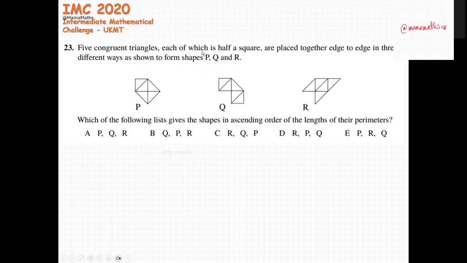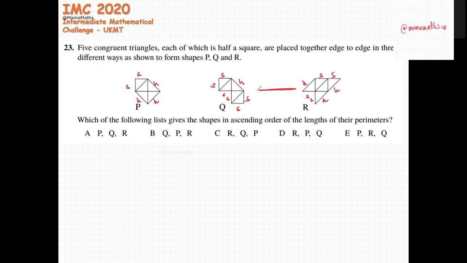5 congruent triangles, each of which is half a square, are placed together edge to edge in 3 different ways, as shown from the shapes P, Q, R. Which of the following lists gives the shapes in ascending order of the lengths of their perimeters? Okay, so now it's different. They are not all the same. So this one is the hypotenuse. Hypotenuse, side, side. Side, side, side, side. Hypotenuse, hypotenuse, hypotenuse. So basically, we have 1, 2, 3, 4, 5, 6, 7. 1, 2, 3, 4, 5, 6, 7.